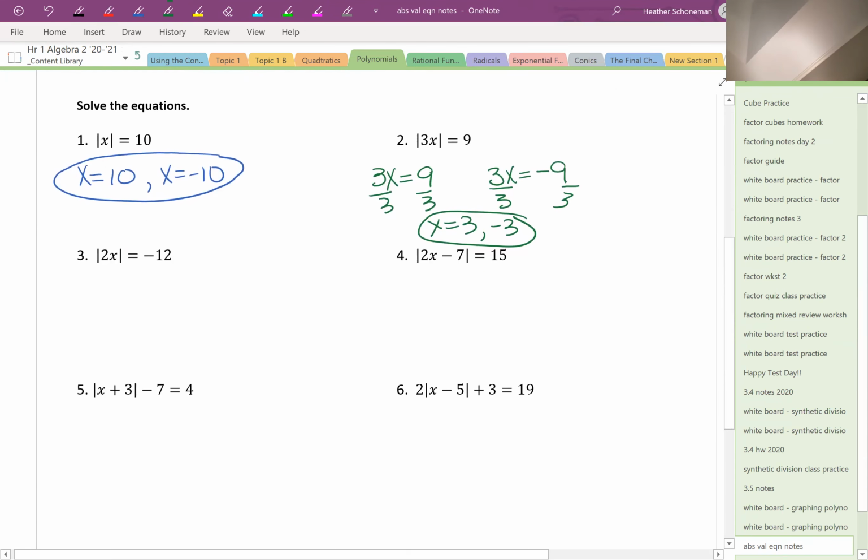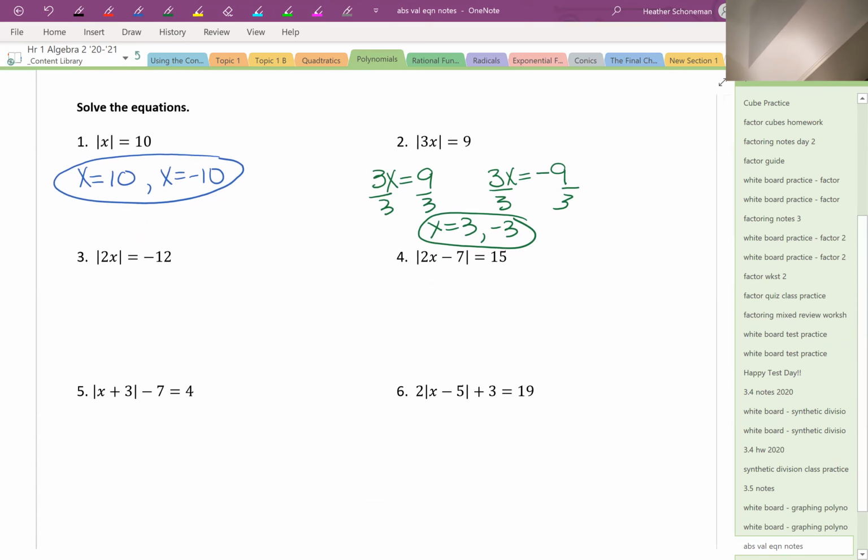All right, let's take a look at what happens on number 3. Now on number 3, it says the absolute value of 2x is negative 12. But remember, distance can't be negative. You can't go negative miles. You can't throw a football negative feet. Everything has to be positive. So because it's equal to a negative, this is no solution. But we cannot say it is no solution until you have the absolute value by itself equal to a negative number.